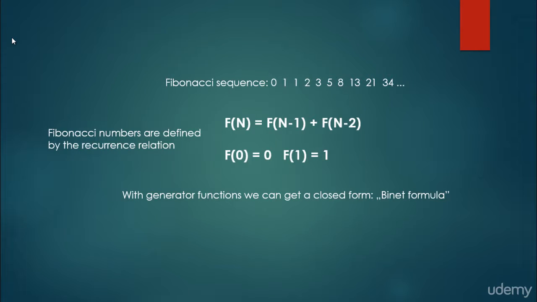The Fibonacci sequence is the following: 0, 1, 1, 2, 3, 5, 8, 13, 21, 34 and so on. So we just have to add the two previous numbers in order to get the given number we are looking for. So the Fibonacci numbers are defined by the recurrence relation Fn is equal to Fn-1 plus Fn-2. So the previous two items define exactly the given item we are looking for. And of course the 0 item is 0 and the first item is equal to 1.